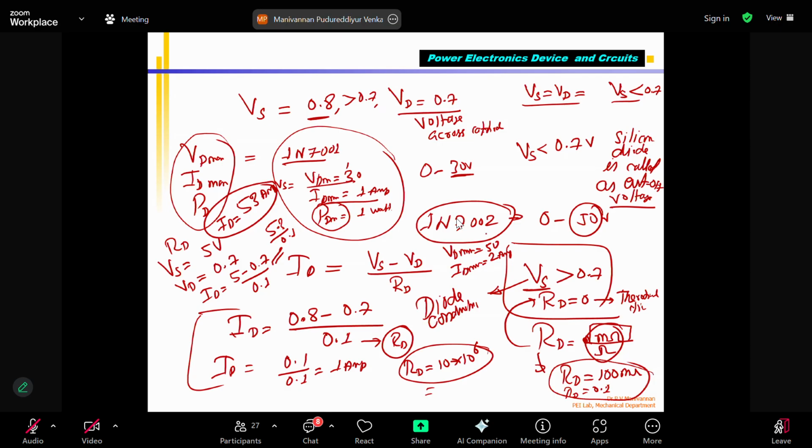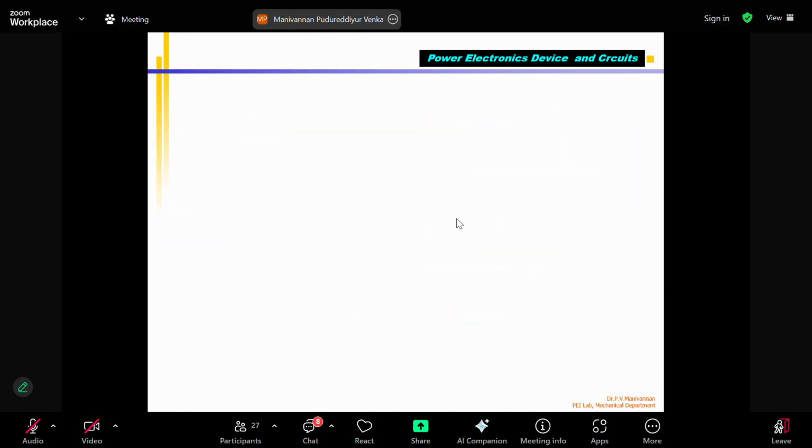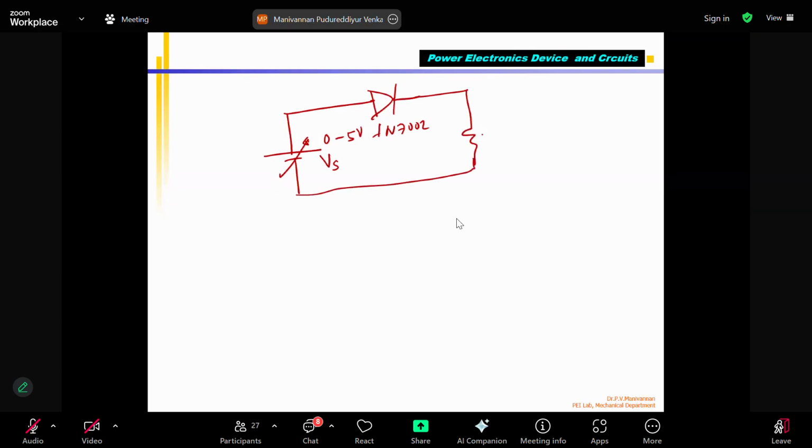For the 1N7002 diode, the internal resistance is 0.2 ohms, and then heavy current will flow. Then we need to control the current. What will we do? This is my power supply VS, which is varying from 0 to 5 volts. This is connected to my diode, the 1N7002, and this needs to be connected to a load, a current limiting resistor. We call it a load or current limiting resistor.